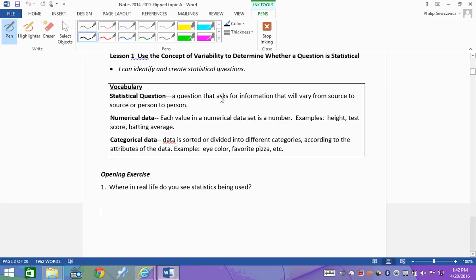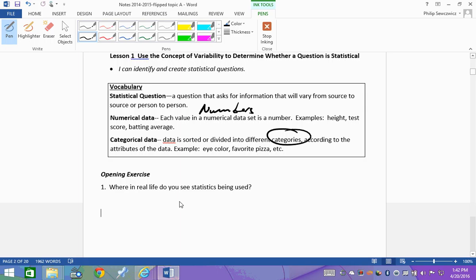How tall is a 6th grader? Well, the average, so it's going to vary from person to person there. Numerical data: each value in numerical data is a number, for example, height. So numerical data, in other words, they are numbers. That's why we have the word numerical. And categorical data is data that's sorted into different categories. Eye color, favorite pizza, all right? Whereas numerical, height, that's a number. Test scores, it's a number. Batting average, that's a number.